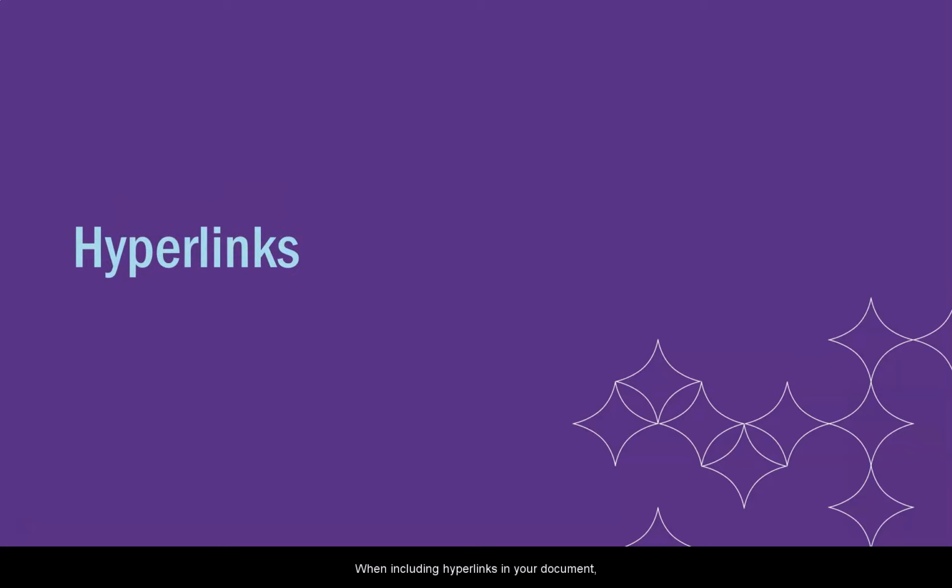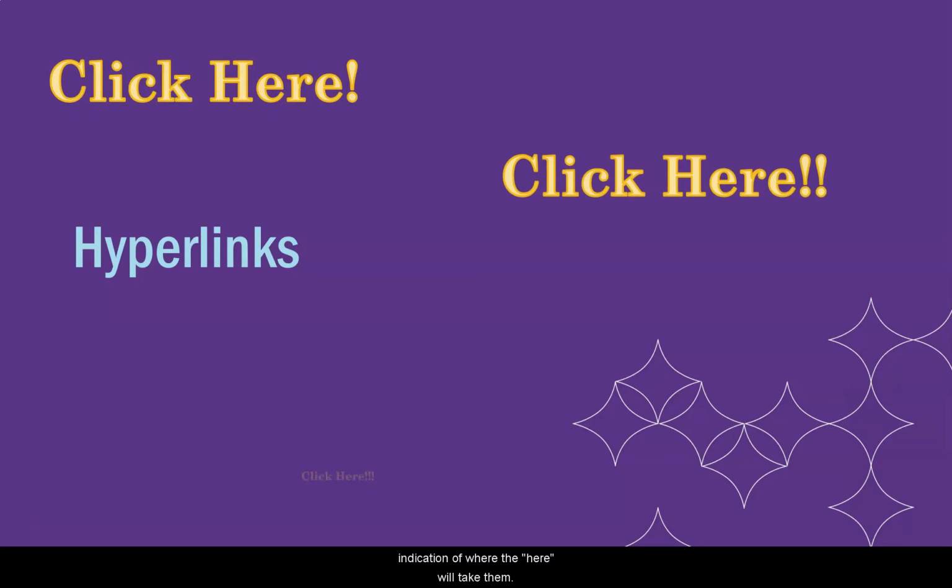Hyperlinks. When including hyperlinks in your document, it is important to include context for what the link is and where it will take you. For instance, long URLs with a jumble of letters and numbers are not helpful to someone who is listening to the document text. Neither would it be helpful for the user to hear "click here" numerous times with no indication of where the "here" will take them.